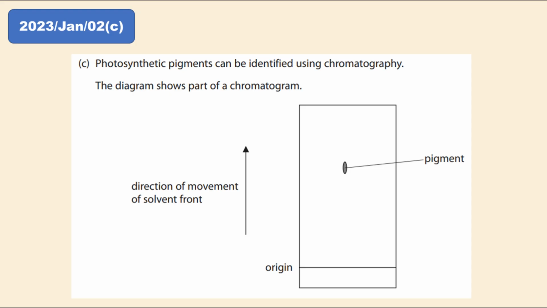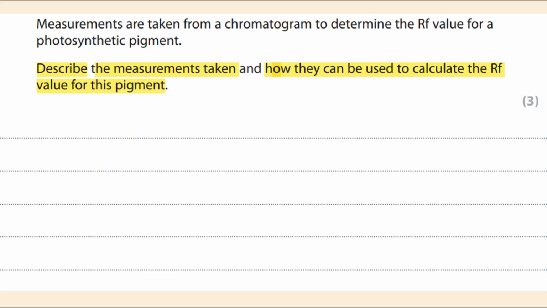The next question is from the January 2023 paper. In this question, you are given a chromatography paper with a diagram showing a spotted pigment, the origin line, and the direction of movement of the solvent front. The question asks, describe the measurements taken and how they can be used to calculate the RF value for this pigment. So this is quite similar to what we did in the previous question where we applied the RF value, but here you just need to describe the steps what you would do.